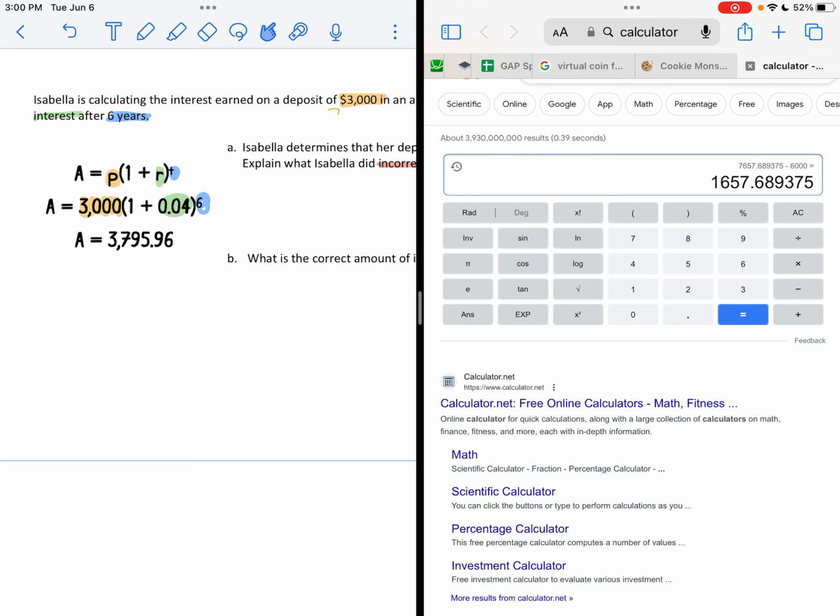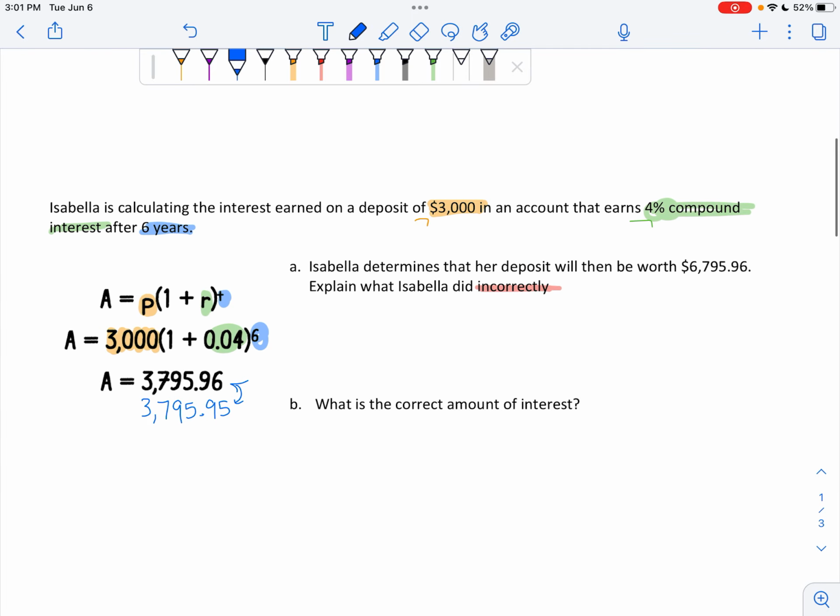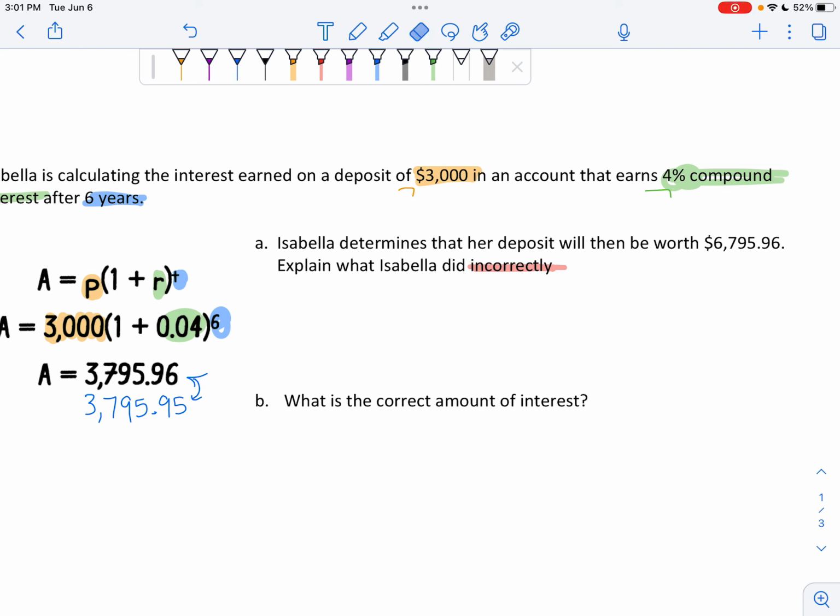All right. Clear this out, 3,000 parenthesis 1 plus 0.04 parenthesis to the 6th power equals $3,795.95. Okay, so the mistake is not that it's 96 cents, right? I told you that it should be $3,795.95, right? So this is not the mistake. It's something else. And it has to do with what she says her deposit is worth.